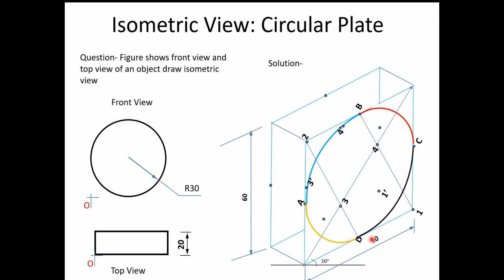Now whenever we drew the A to B arc, what was the center? 1. So we take the same A to 1 distance in the compass, with 1 dash as the center, and draw an arc here like this. Similarly, take the 3 to A distance in the compass, with 3 dash as the center, and draw this arc. Similarly, take the 4 to B distance in the compass, with 4 dash as the center, and draw an arc like this.